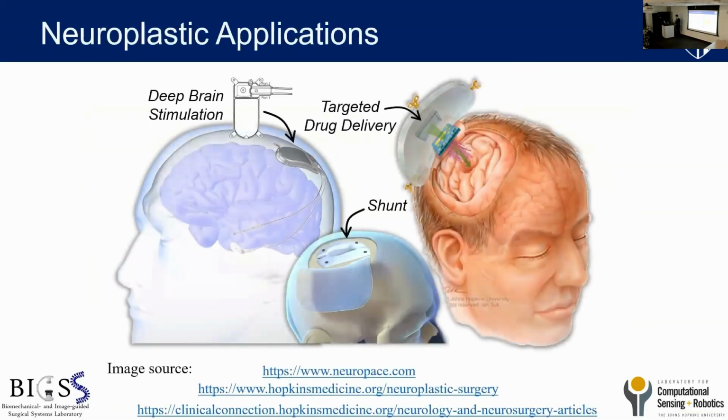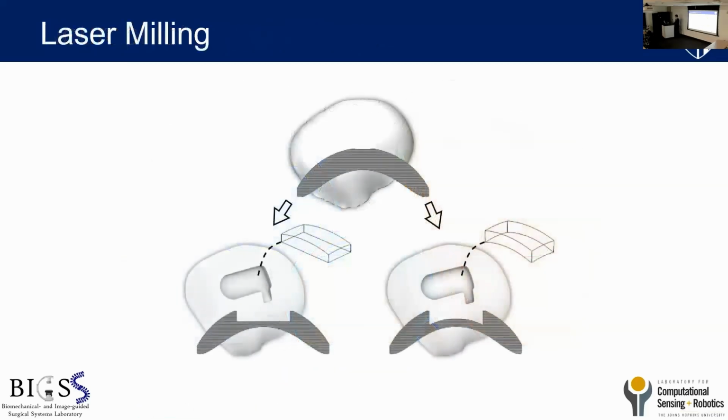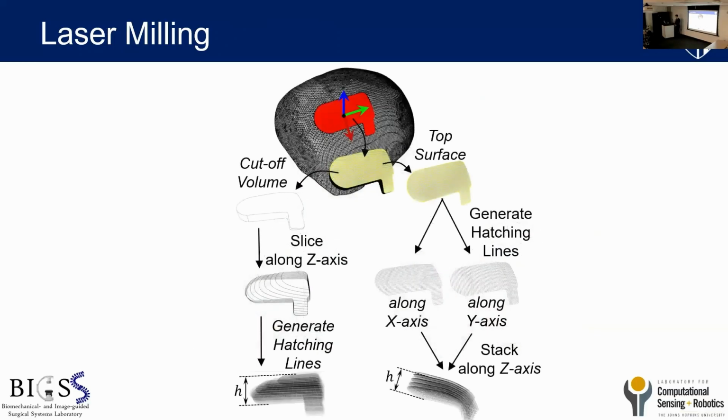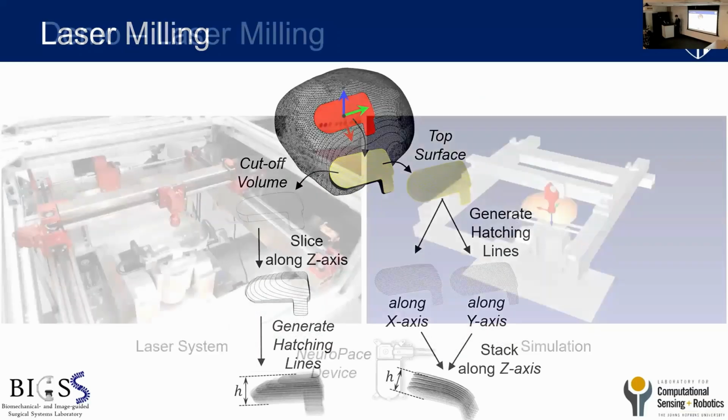As I mentioned, the 5-axis laser cutting system can also provide many functions for neuroplastic applications, such as housing a device for deep brain stimulation, a shunt, and even a targeted drug delivery system. Because we want to make use of the space of the implant, we create a slot on the implant. There are generally two types of pockets we want to create: one is a flat bottom, the other is a curved bottom.